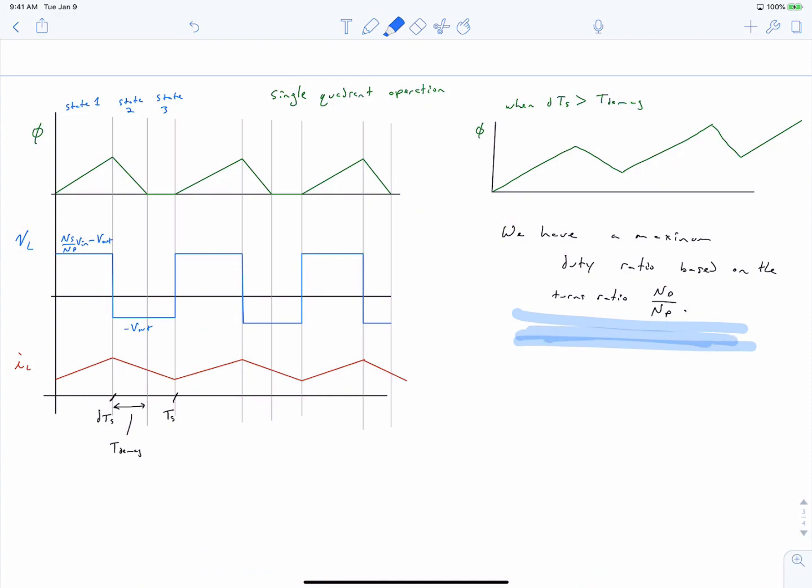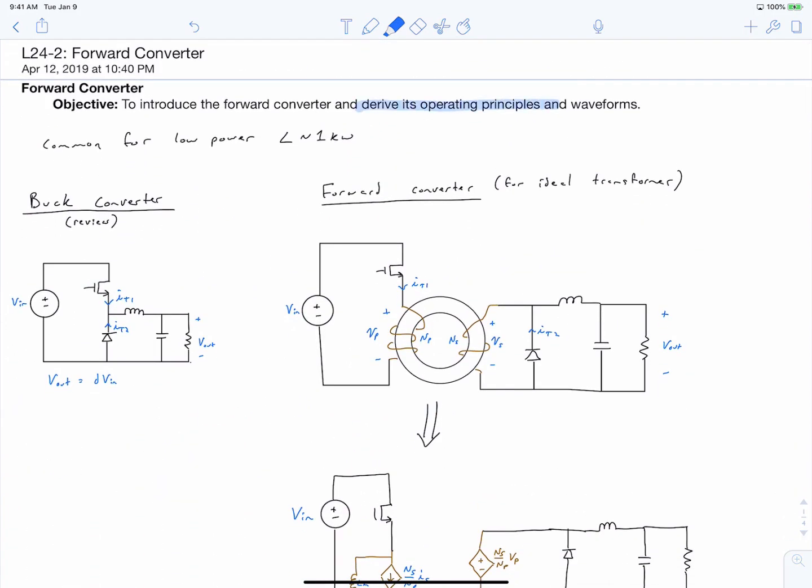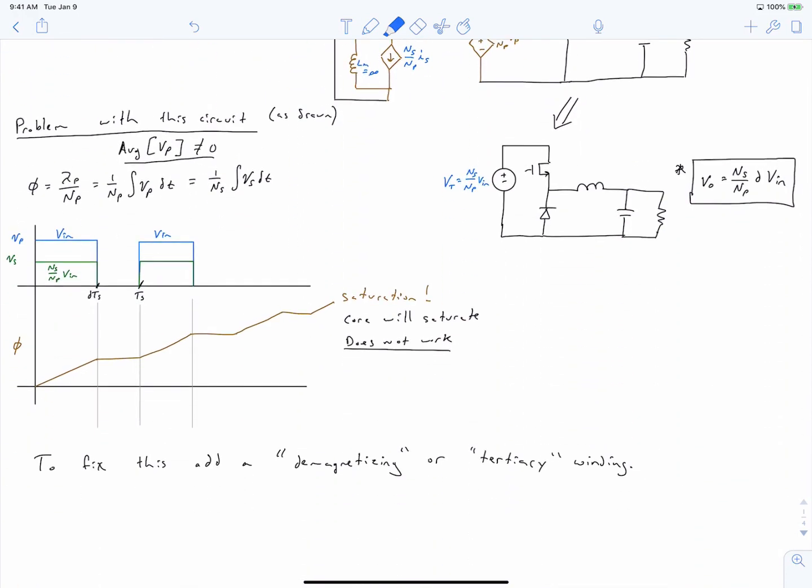Okay, so in summary, we have introduced the forward converter in this lecture, and we've derived its operating principles and waveforms. We've done this by considering a buck converter and deriving what it would look like if we were to insert a transformer into the single pole double throw converter of a buck converter, and then noting that our simple approach to it didn't actually work for a real transformer because of the magnetizing inductance.